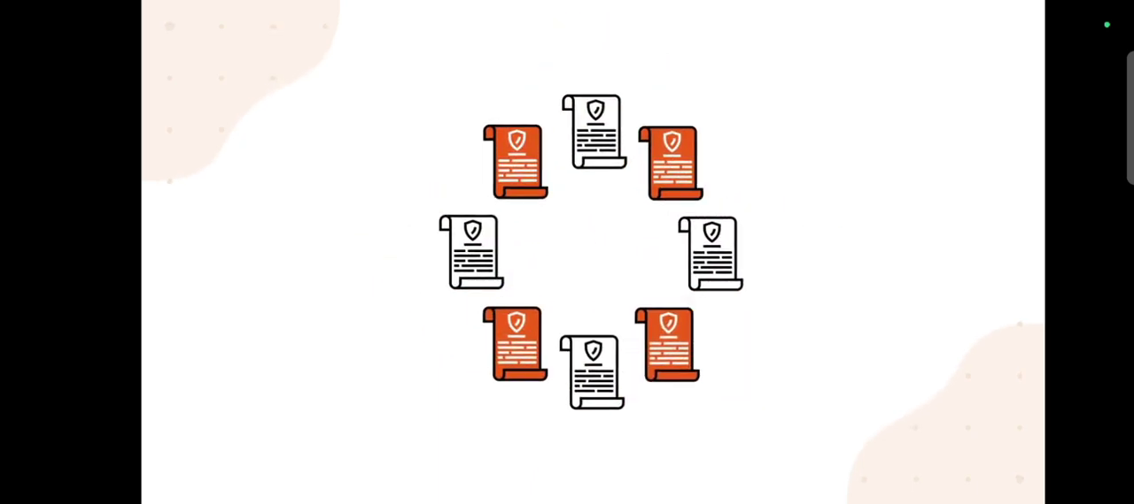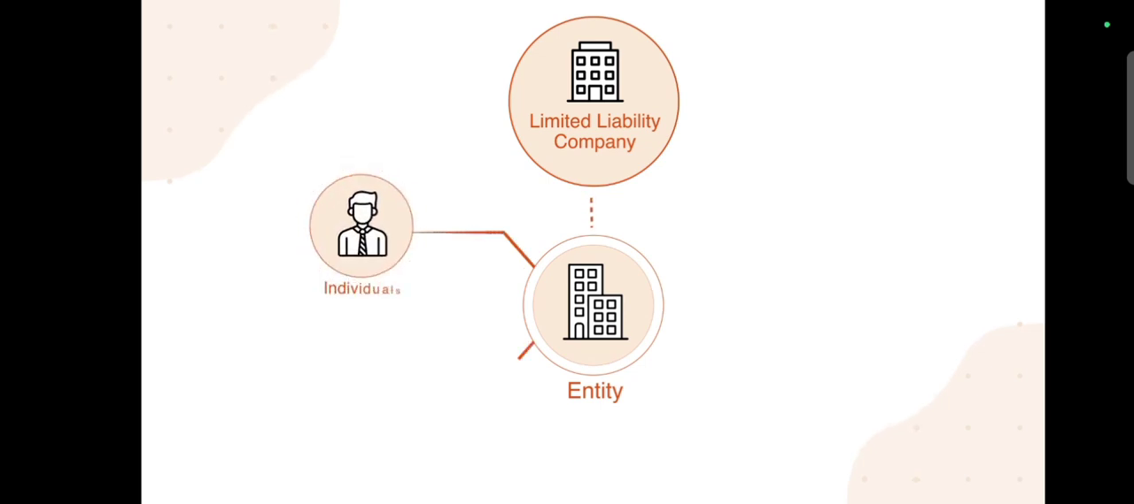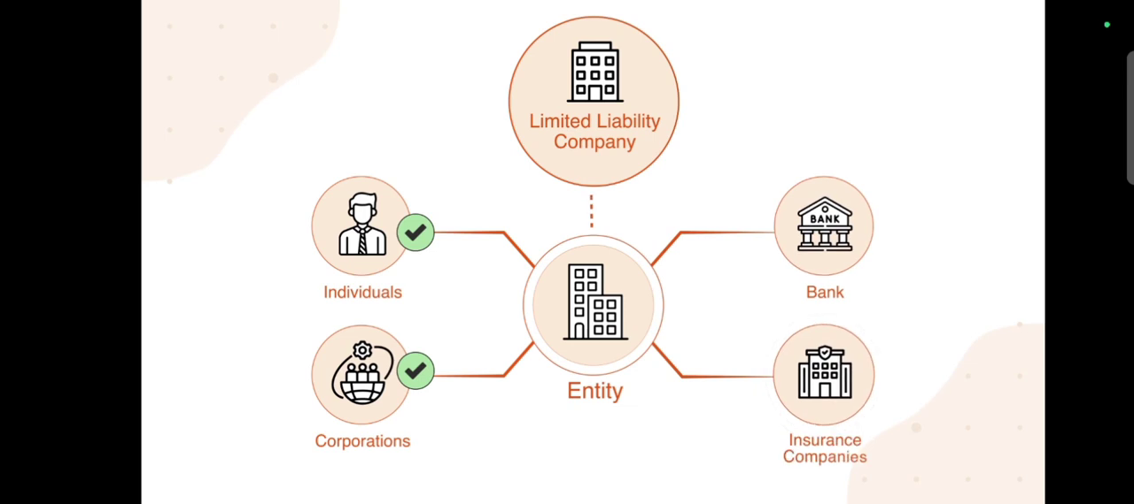Regulations surrounding LLCs vary from state to state. Remember, any entity can form an LLC. This includes individuals and corporations. However, banks and insurance companies cannot. Examples of an LLC are Google and Amazon.